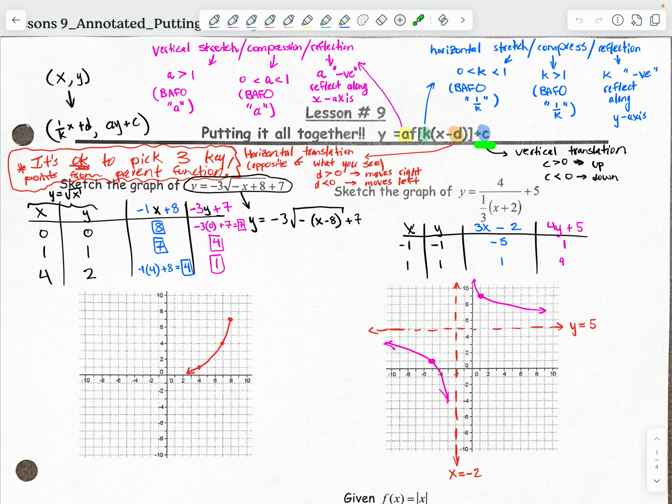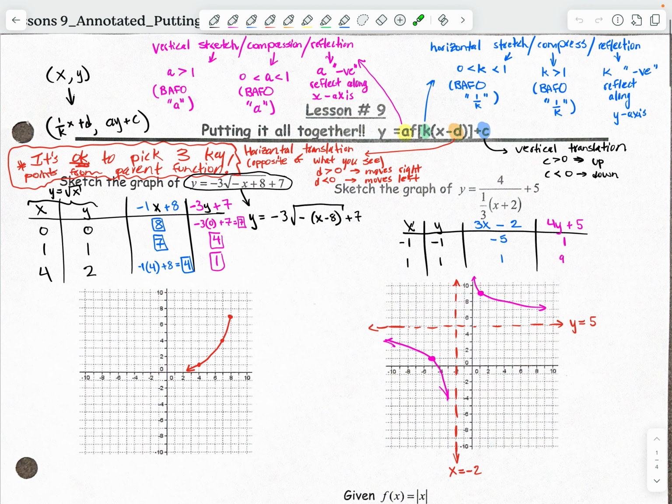Okay, and last but not least, the C value. This affects me vertically, vertical translations. I'm moving up or down based on the value of C. So if C is positive, it's greater than 0, then I move up. If C is less than 0, it moves down. C is by far the nicest one out of all of them.